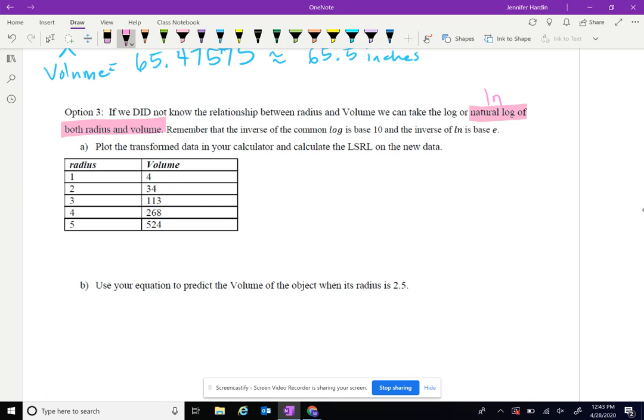So that's natural log. The natural log of then the radius, the natural log of 1 is just 0. The natural log of 2. The natural log of 3, 1.0986. Natural log of 4. And the natural log of 5. Okay. That would then go on our x-axis.